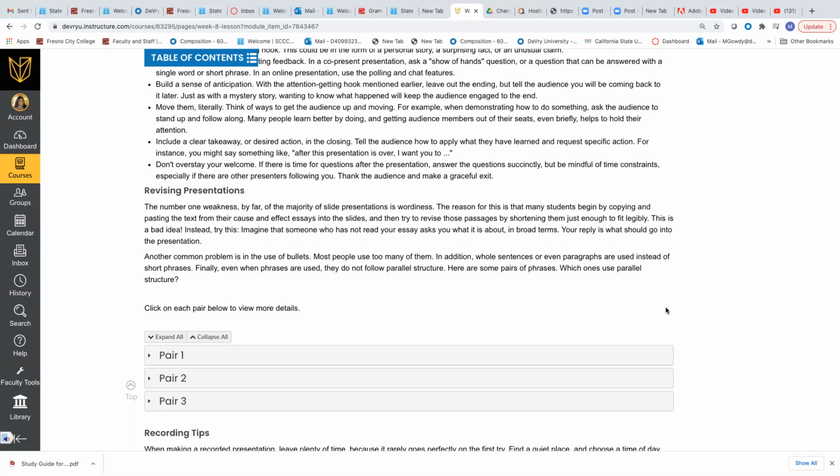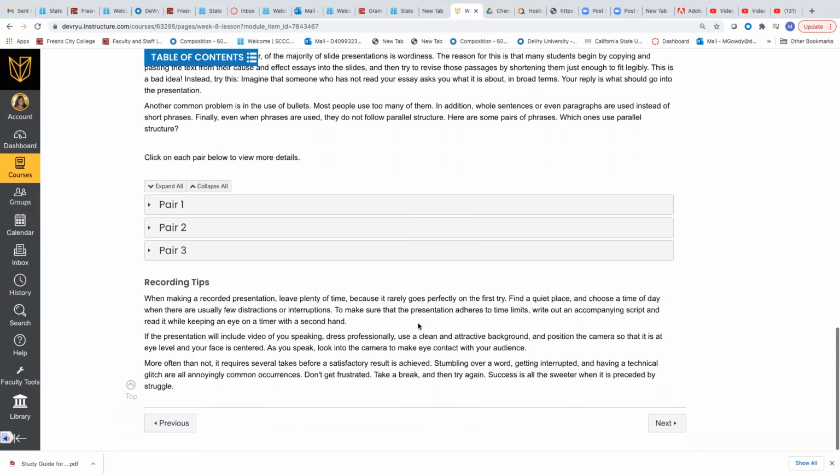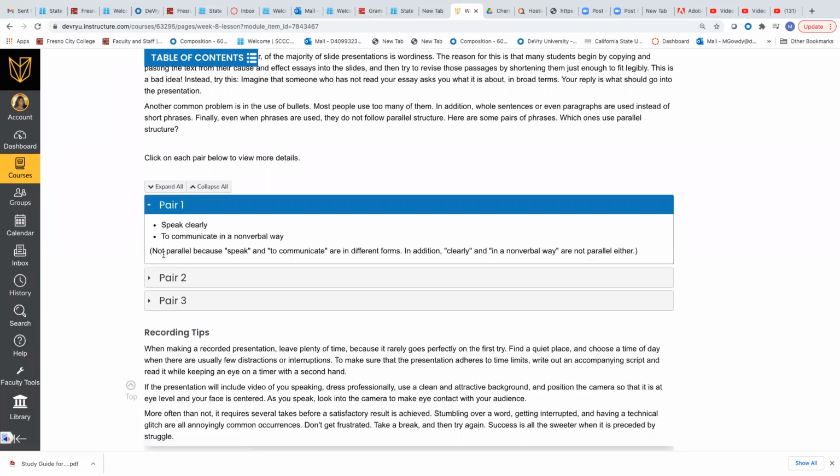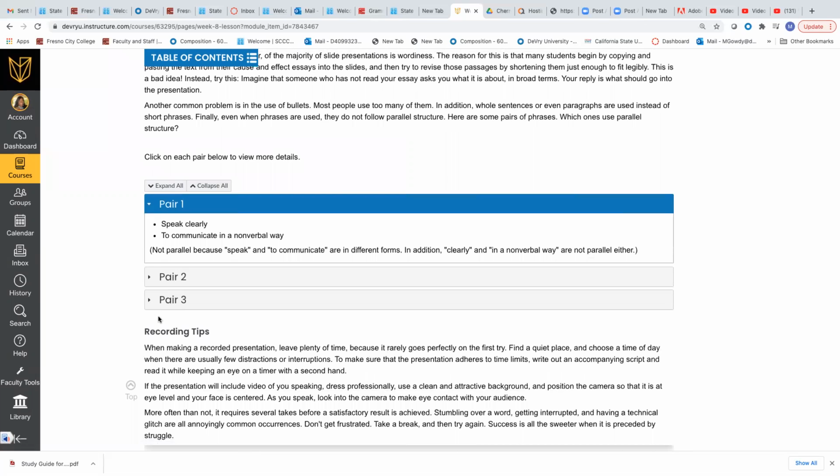Another common problem is the use of bullets. Some people use too many of them. In addition, whole sentences or even paragraphs are used instead of short phrases. Finally, even when phrases are used, they do not follow parallel structure. Here are some pairs of phrases. Which ones use parallel structure? That's in this little box right here. Open it up, read it, and see which one has parallel structure, and then the answer follows below.